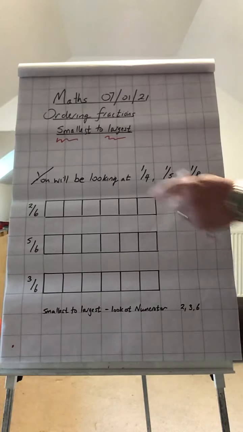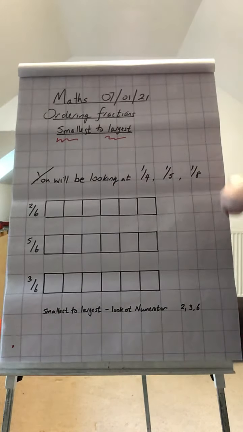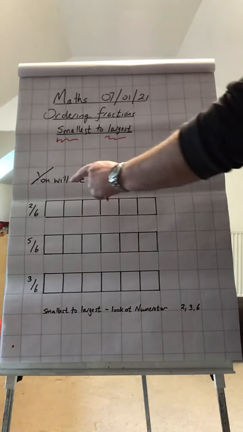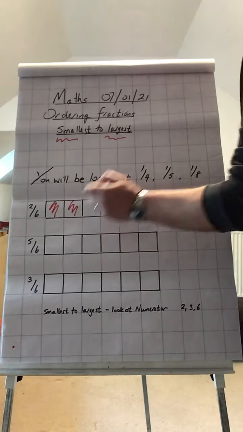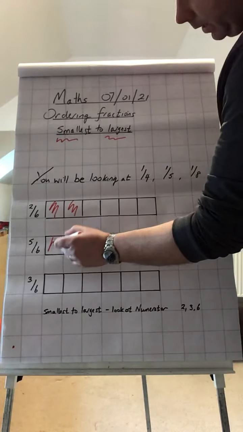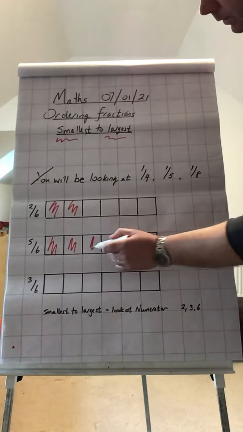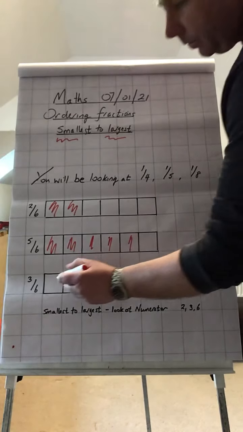Again, 6 represents the 6 equal squares I have. The number on the top, the numerator, tells me how many of those squares I need to colour in. So if we work along this, 2 sixths means I need to colour in 2 squares. That's what 2 sixths represents. 5 sixths means I need to colour in 5 squares. And 3 sixths means I need to colour in 3 squares.